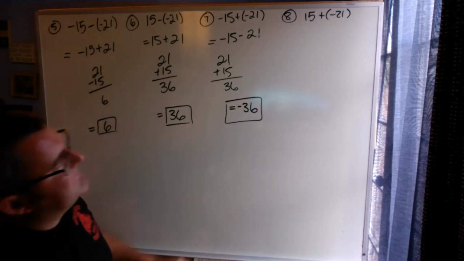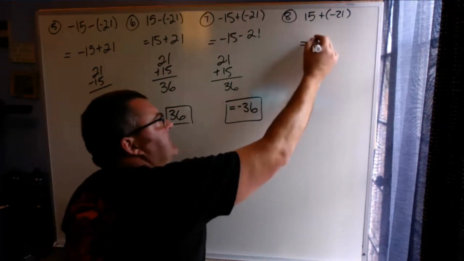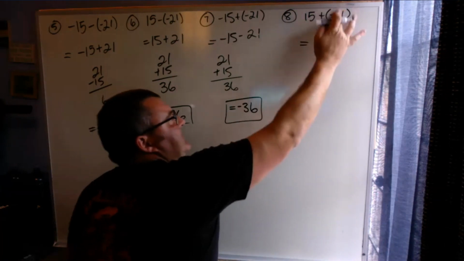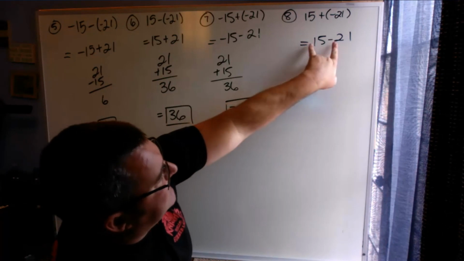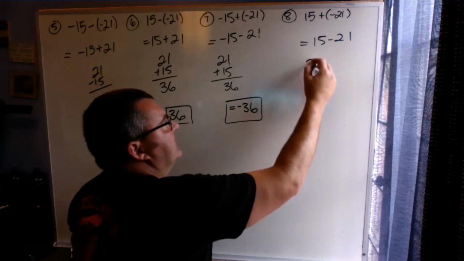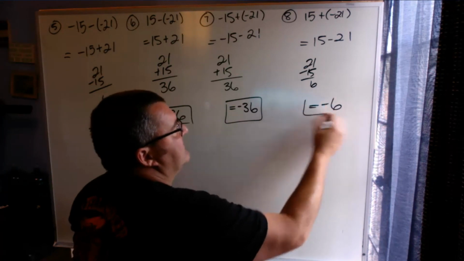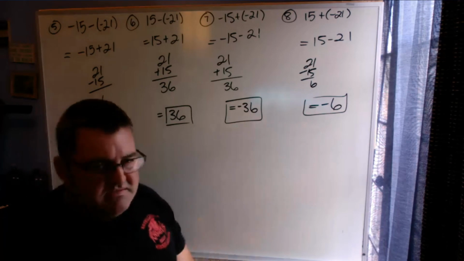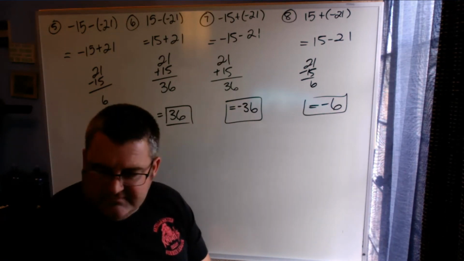All right, last one. Okay, 15 plus a negative 21. That would be the same as saying 15 minus 21. Now there's another lazy 2. Okay, signs are different this time. We subtract. 21 minus 15 is 6, but this time we're going to be negative. The larger of the 2 is negative. And that's pretty much it right there.